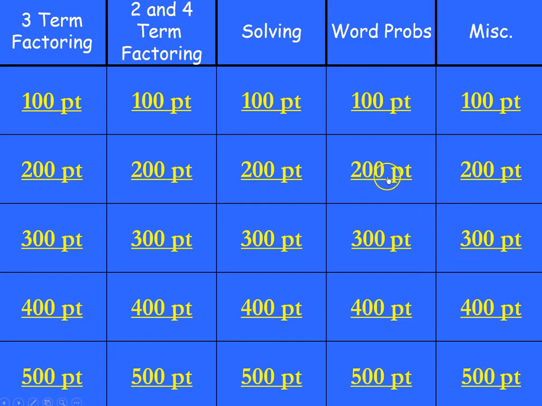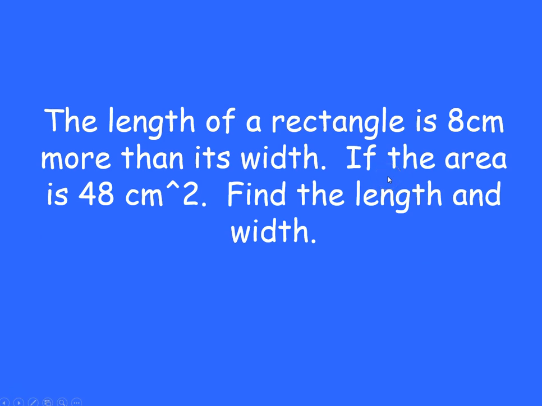Word problems for 200. If the length of a rectangle is 8 centimeters more than its width, and the area is 48 centimeters squared, find the length and the width. You might want to draw a picture on this. Give it a shot. You can pause the video now, and let's see how you did.